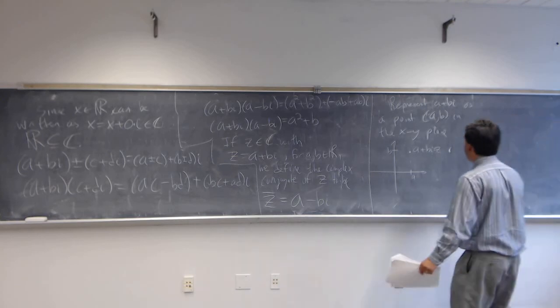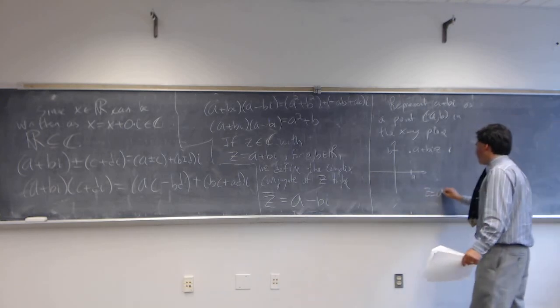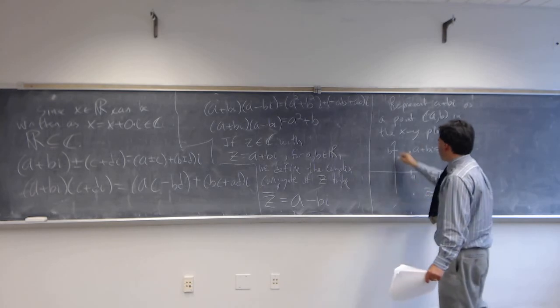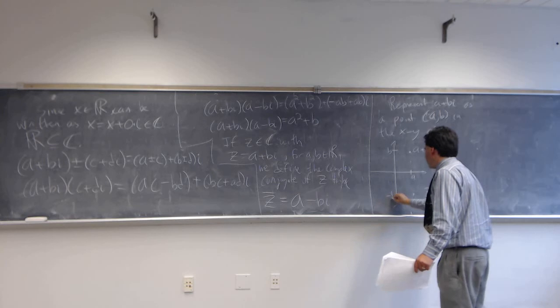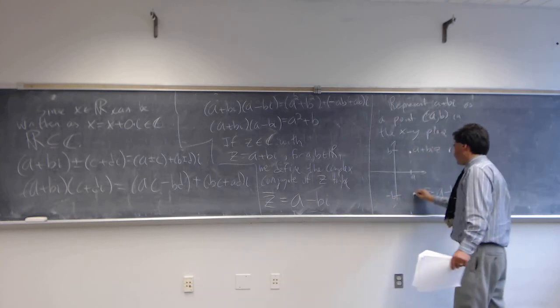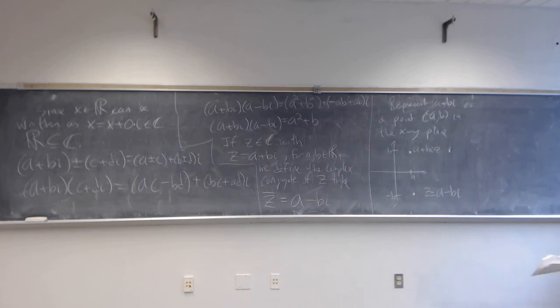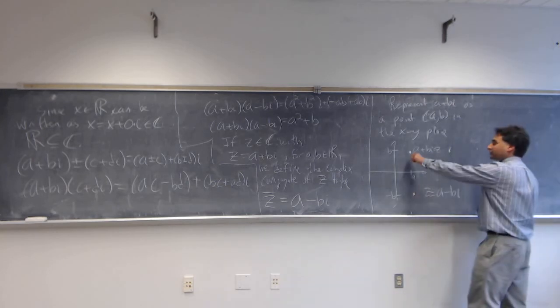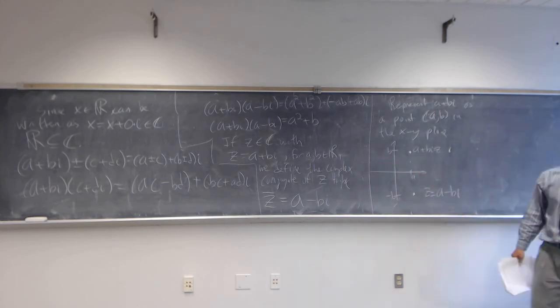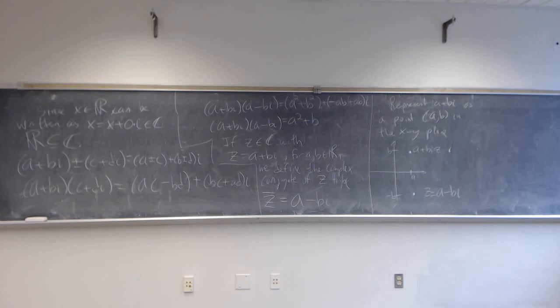So what would the conjugate look like? z bar equals a minus bi, so it'd be the same thing, but now this would be minus b over here. So if you think of a complex number, given any complex number represented as a point in the plane, the complex conjugate is attained by taking that point and reflecting it over the x-axis.